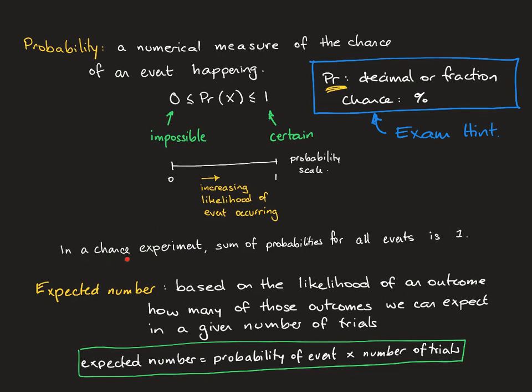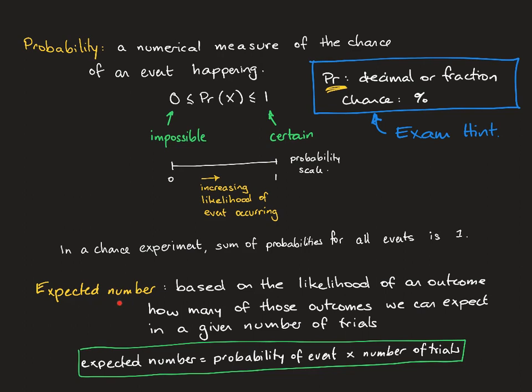The other thing you need to know about probability is that in a chance experiment, no matter all the different possibilities of the particular experiment, all of the probabilities of those particular outcomes all have to add to give you 1. And on a scale of 0 to 1, which is where our probabilities fit between, the closer it is to the number 1, the more likely it is to happen.